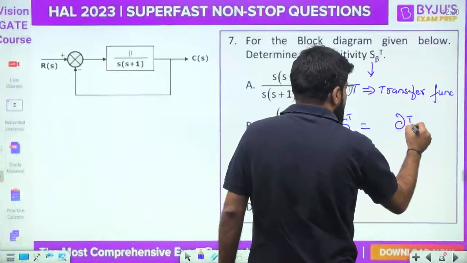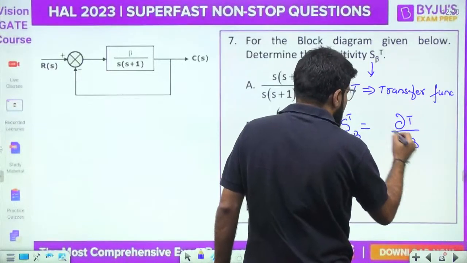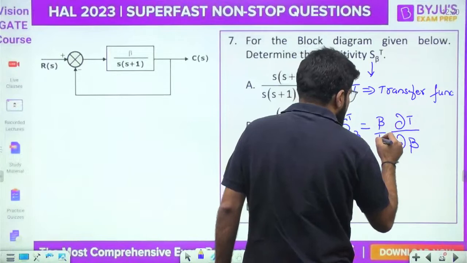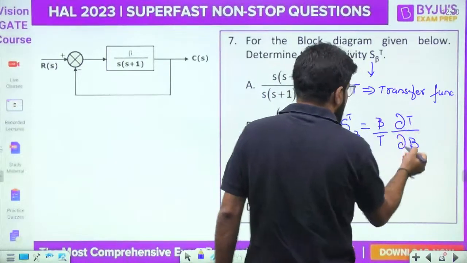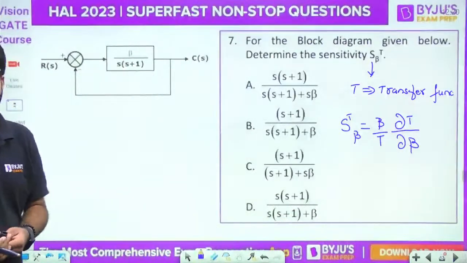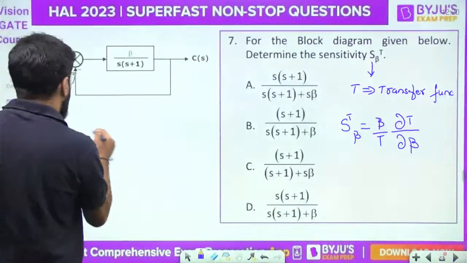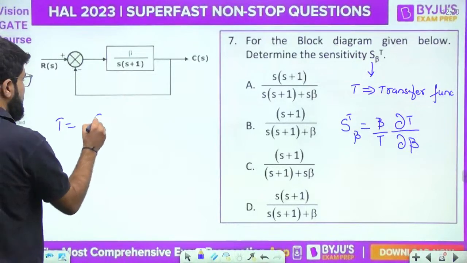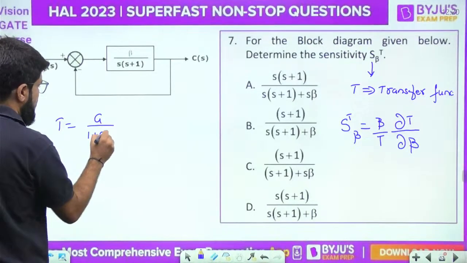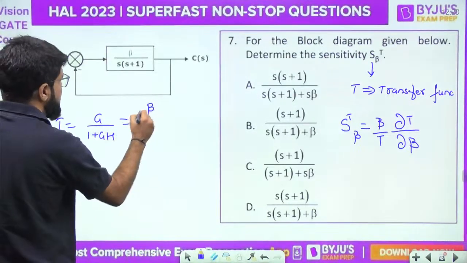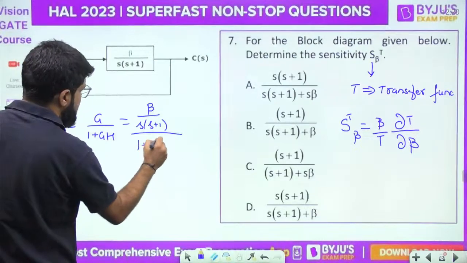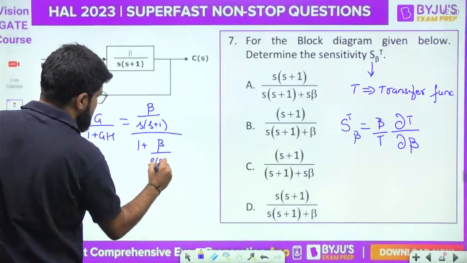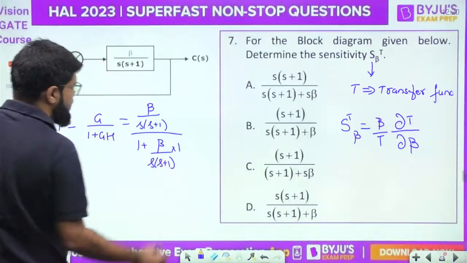And it should be del T by del beta, and here I can write it as beta by T into del T by del beta. Okay. Now, what is the transfer function? We know that it can be calculated as G upon 1 plus GH, and G is beta by S plus 1, whole divided by 1 plus beta upon S plus 1 multiplied by the 1.